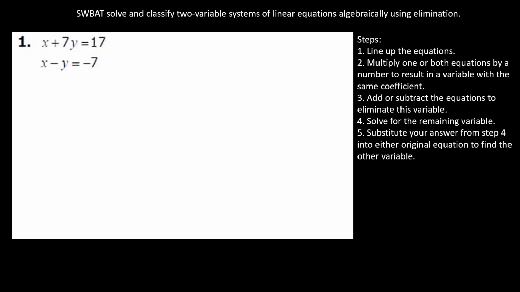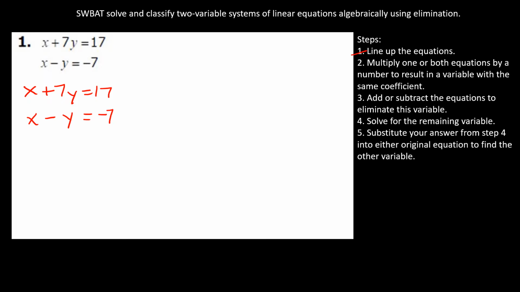So your introduction to new material has these two equations. We have x plus 7y equals 17 and x minus y equals -7, correct? All right, so we're going to go ahead and go through the steps here. We want to make sure that we line up the equations. Well, we're good. We line them up.